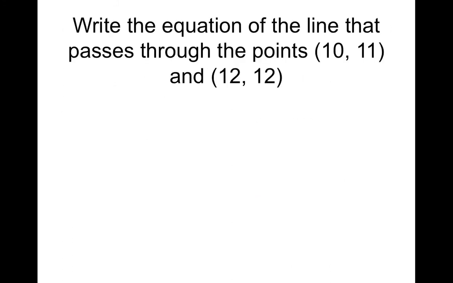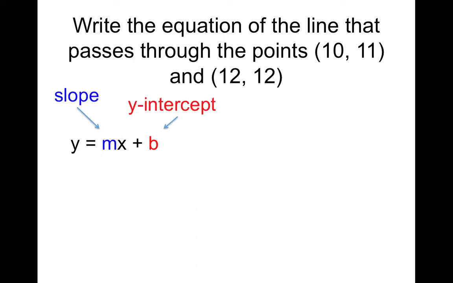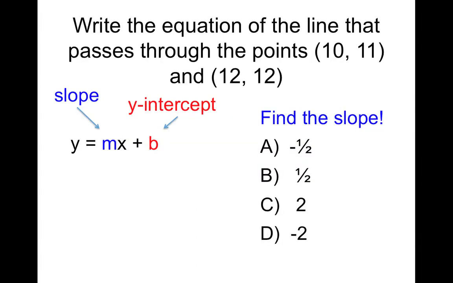Write the equation of the line that passes through the points (10, 11) and (12, 12). So they don't tell us the slope this time. All we know is 2 points that are on the line. Our answer eventually will look like this, except we need to figure out numbers for m and b. So the first order of business is to find the slope.